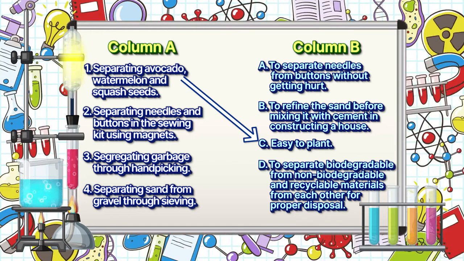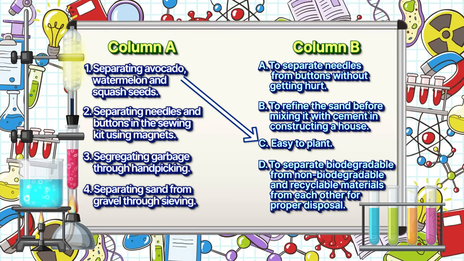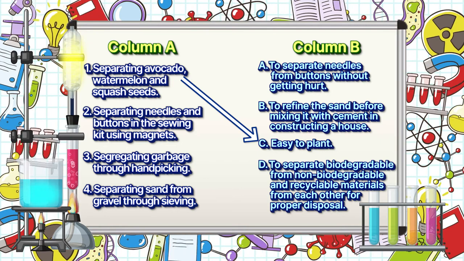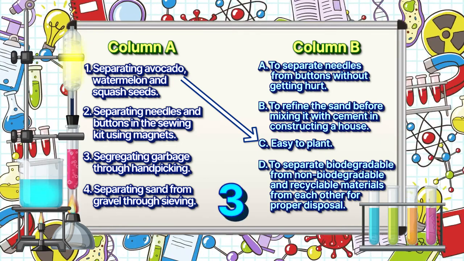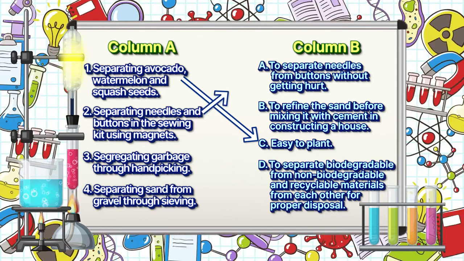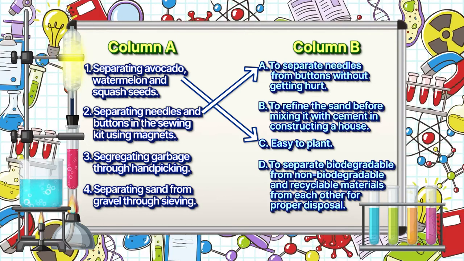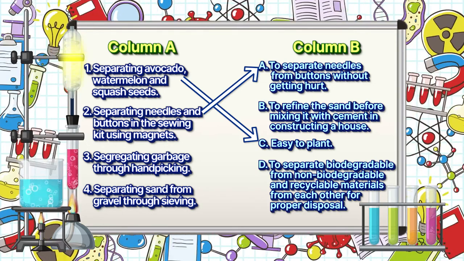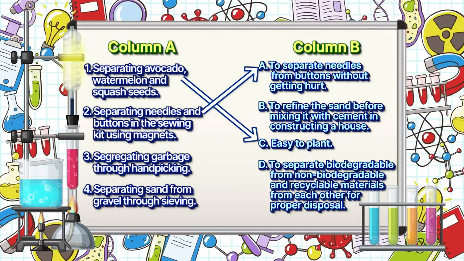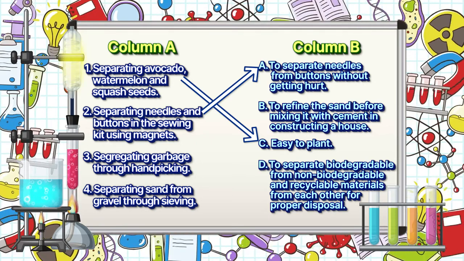the seeds. Number 2. What is the benefit of using magnets when separating needles and buttons in a sewing kit? The correct answer is letter A. We need to separate needles from the buttons using magnets in order to avoid getting hurt. Number 3. What is the benefit of separating or segregating garbage?